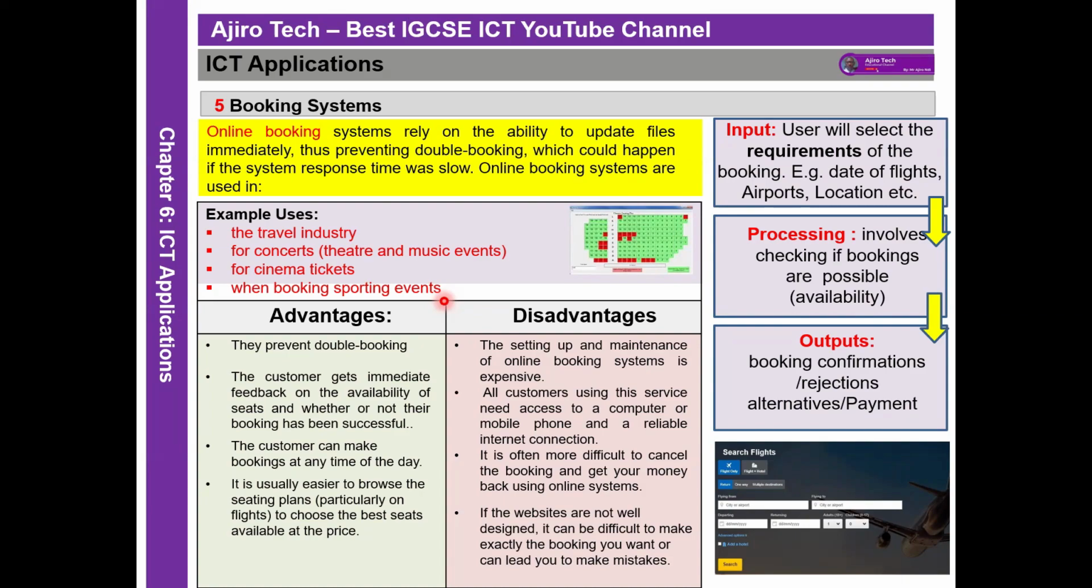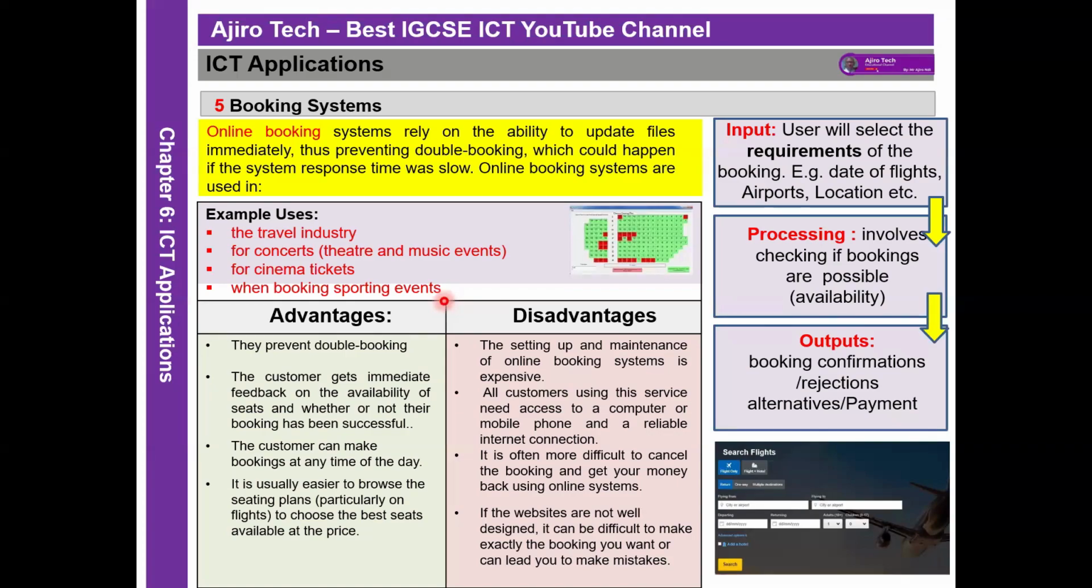Okay. All right. So the disadvantage is that the setting up of an online booking system is expensive. That's one point. The maintenance of the online booking system is expensive. Now, for all customers using the service, to be able to use an online booking system, what do you need? You need a computer or a mobile phone, and a reliable internet connection.